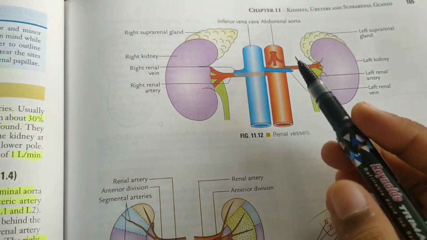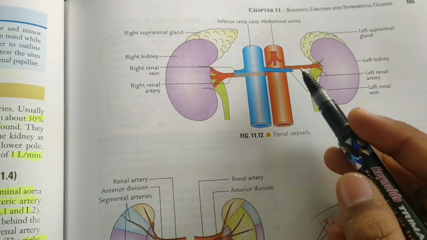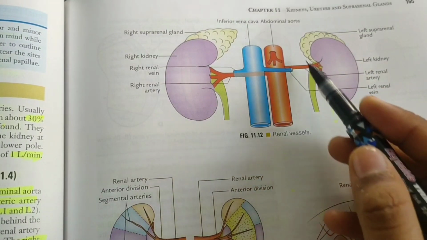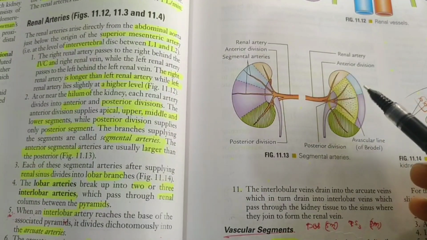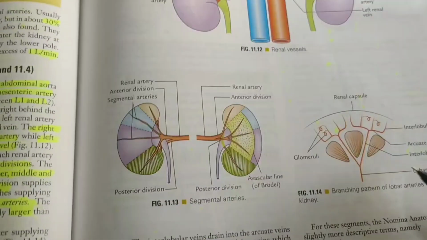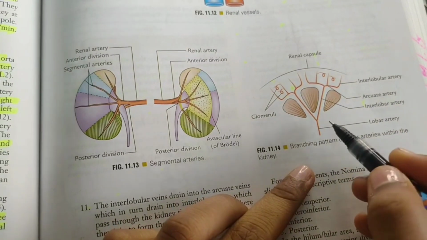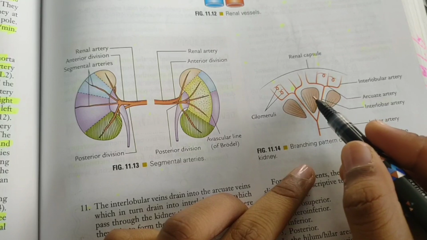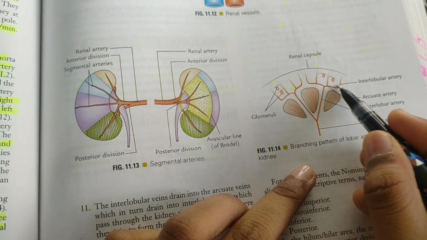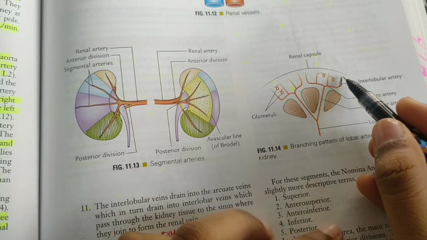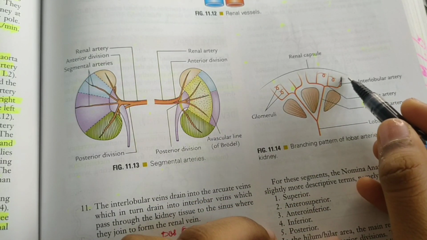Now the arterial supply of the kidney. The kidney arterial supply comes from the abdominal aorta as the right renal artery and left renal artery, which are further divided into anterior division and posterior division. You can see here the renal artery enters the kidney and forms a lobar artery. Each lobe is supplied by the lobar artery. Inter means in between two lobes, so the interlobar artery, and it forms the arcuate artery. Arcuate means arch shaped. The arcuate artery finally forms the interlobular artery.